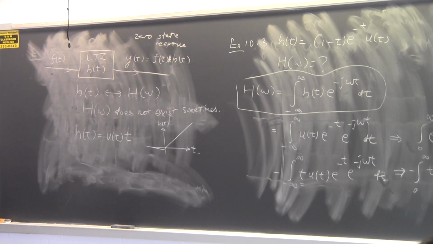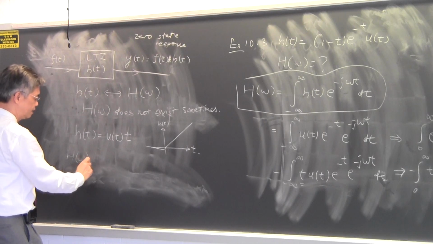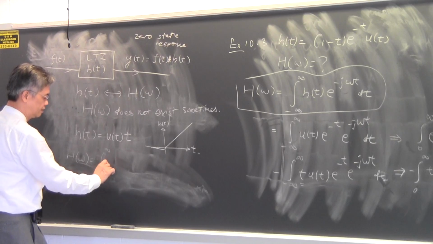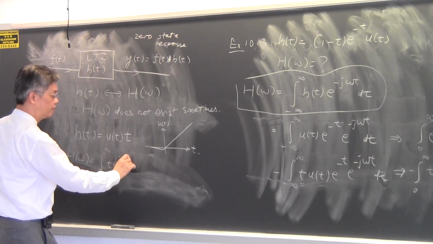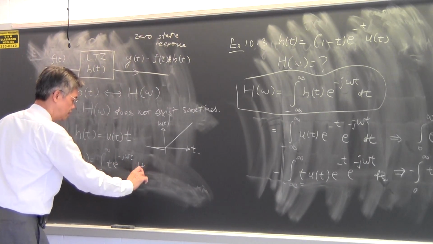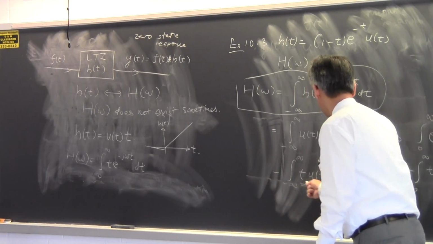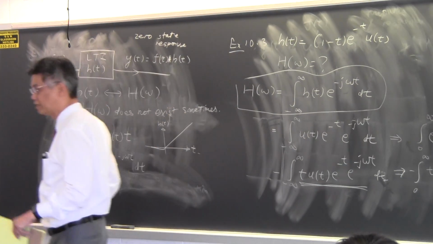And its Fourier transform does not exist. If you plug in that Fourier integral, you find that H of omega is equal to the integral from 0 to infinity of t e to the minus j omega t dt. This integral does not converge, but this one does. Why does this converge? And you get a finite answer. But why does this one not converge?